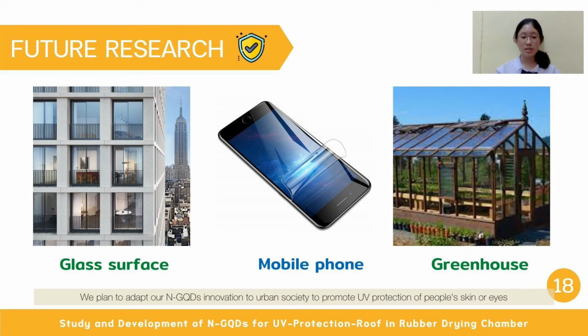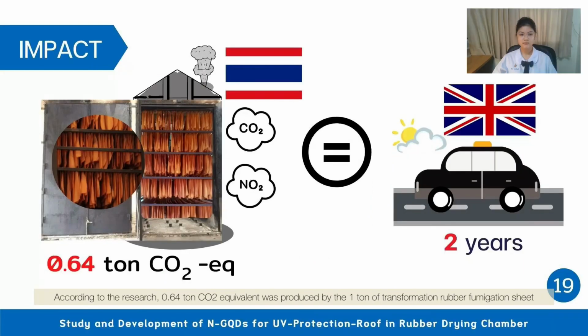We plan to adapt our innovation to urban society to promote UV protection of people's skin or eyes. For example, it could be adapted to glass surfaces like windows and film covers, such as on mobile phones. In addition, it could be adapted to greenhouses to help make the crops' light spectrum more specific, which would have a positive effect on the growth of vegetables.